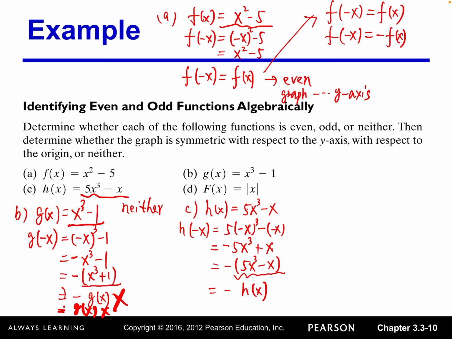So this is what kind of function? That's an odd function, right? So since it's an odd function, the graph must be symmetric with respect to the origin, isn't it?